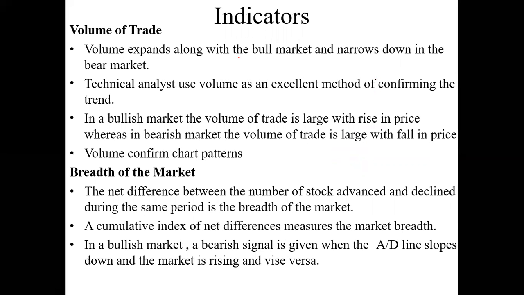Now, indicators. So, market indicators. One is the volume of trade and then the breadth of the market. What is volume of trade? Volume expands along with the bull market and narrows down in the bearish market. So if there is a bullish market, volume traded will be high. In the bearish market, it narrows down.